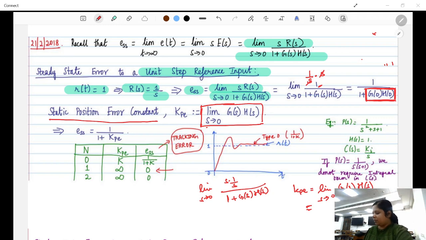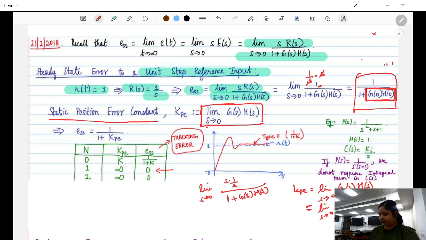If it is a type 1 system, type 1 system means what? There is no s in the denominator. So it is some polynomial upon some polynomial with no s in the denominator. Then you would put the value of s to be 0 here, and you would end up having some number, which would be K. So that is why it is written Kp is K, and steady state error, you saw from here, is 1 upon 1 plus K, right?